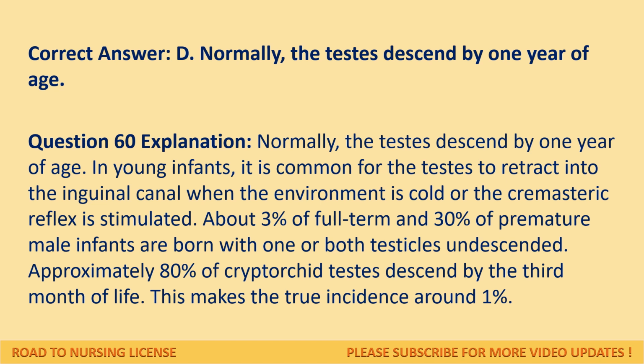Question 60 Explanation. Normally, the testes descend by 1 year of age. In young infants, it is common for the testes to retract into the inguinal canal when the environment is cold or the cremasteric reflex is stimulated. About 3% of full-term and 30% of premature male infants are born with one or both testicles undescended. Approximately 80% of cryptorchid testes descend by the 3rd month of life. This makes the true incidence around 1%.